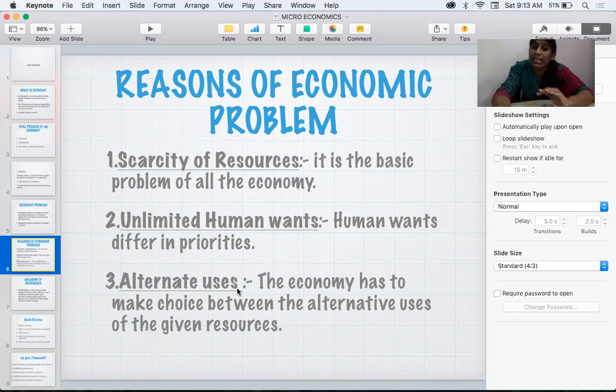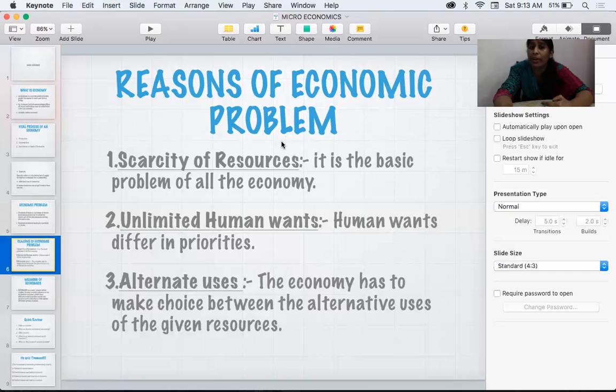Next one is alternate use. The alternate use means it is a problem related to choice. As I have told you before also, the economy has to make a choice between the alternate uses of the given resources. For example, petrol. This petrol can be used for the vehicles. At the same time, it can be used for running factories or the machines. So we have to decide whether I am using this petrol for running vehicles or for running the machines. Here I have to make a choice. That is the third problem. One resource is having alternate uses.